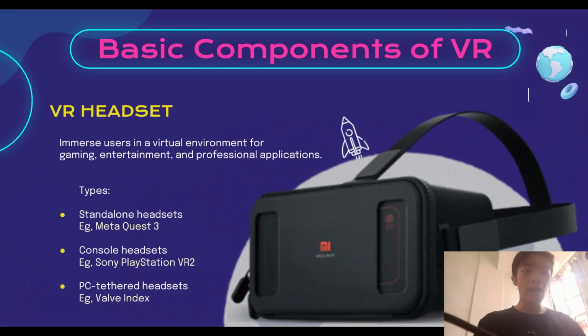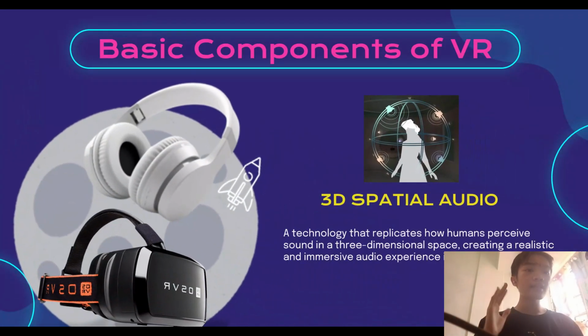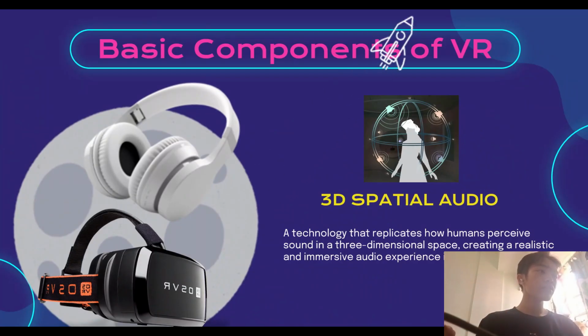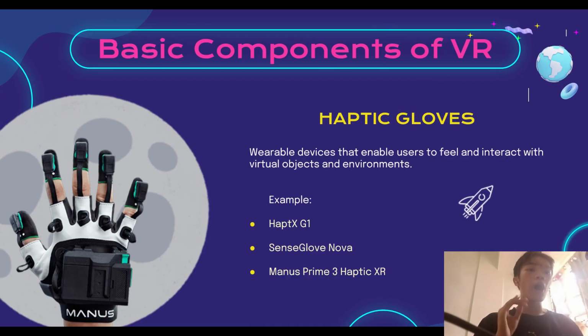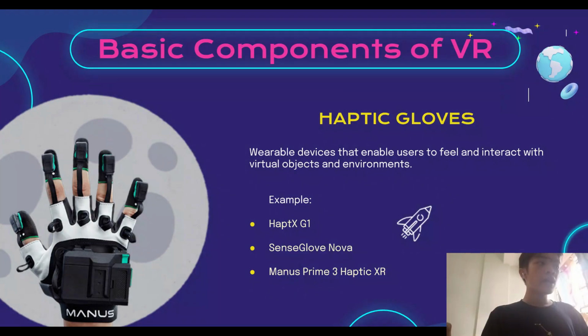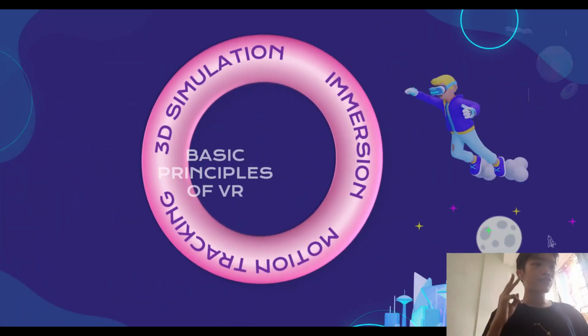When we talk about VR, we must mention the headset and also the 3D spatial audio. These 2 things can immerse the users into a virtual environment. And the fourth, haptic gloves, can enable users to interact with objects in the virtual environment. The next thing I want to share with you is the basic principles of VR. There are 3 basic principles of VR.